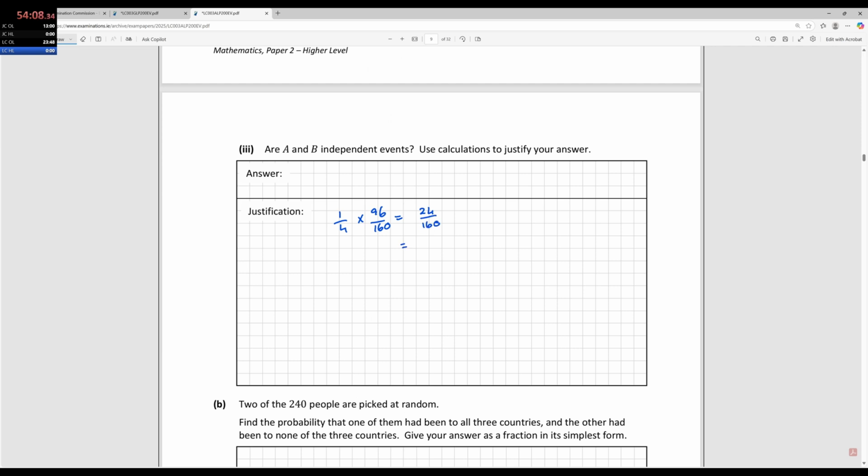But that would break down to 3 over 20, I think, because you could divide both of them by 8. And then if we do that on this side, 24 over 160 would also be 3 over 20. Yeah, I'm going to say yes, because they're equal.